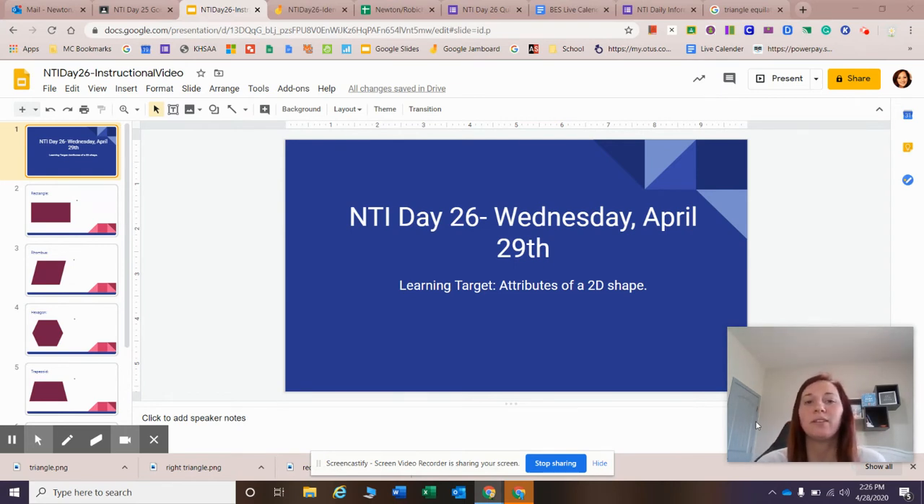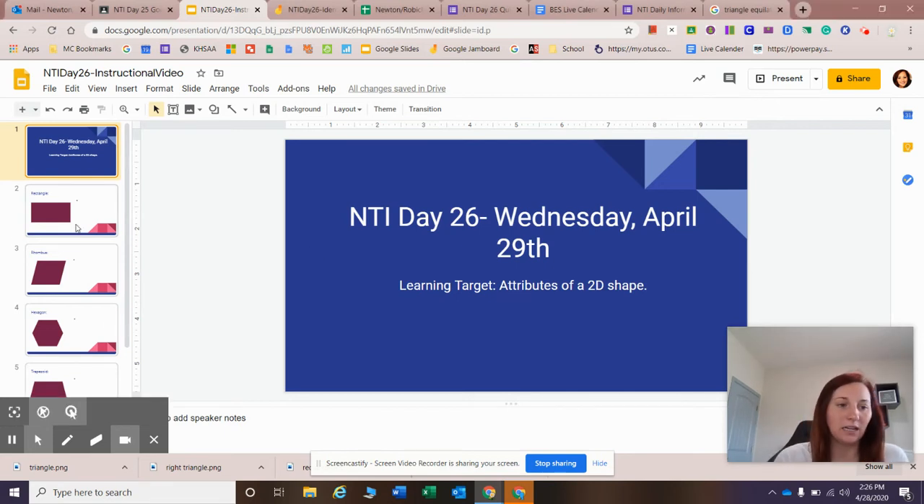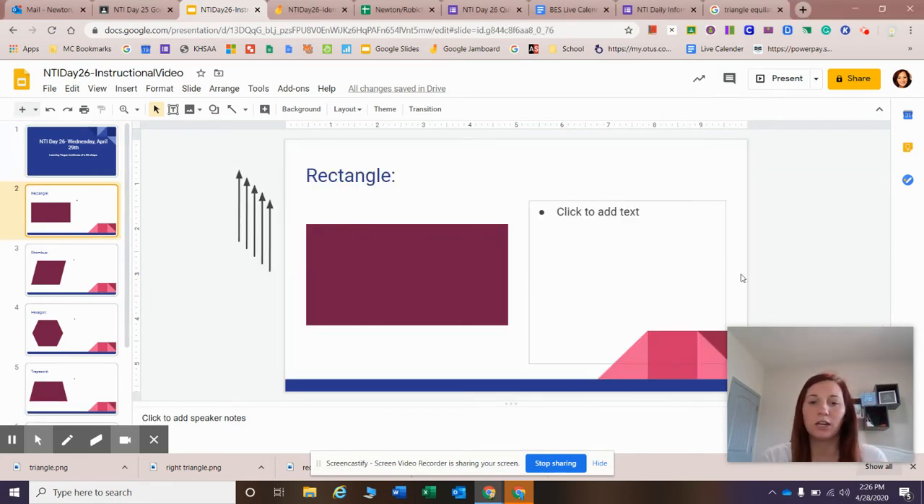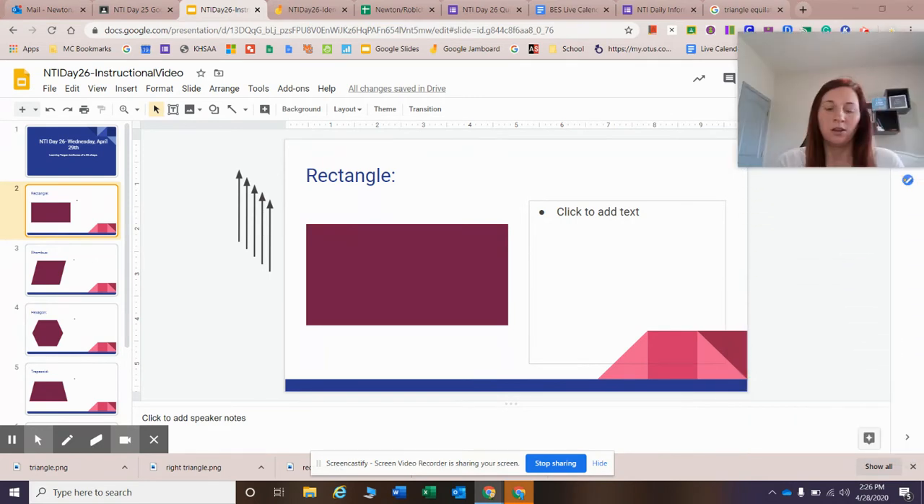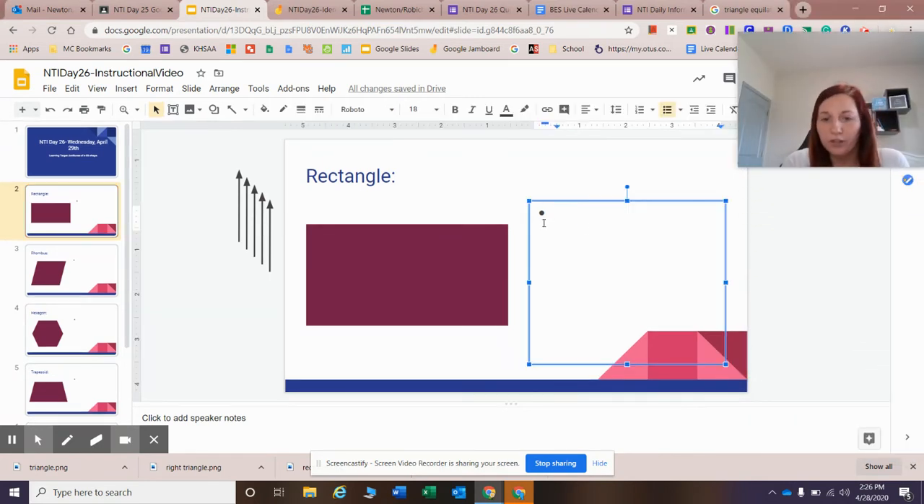We have been studying different types of angles, and we've been studying different types of lines. Well, now it's time for us to identify those in the 2D shapes that we see every day. So let's go ahead and get started. The first one that we're going to look at is a rectangle. On a rectangle over here, I'm going to list the different attributes that it has.